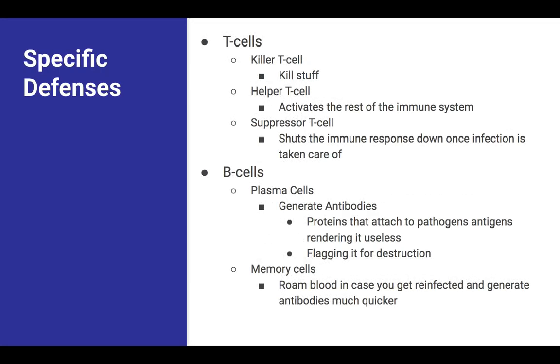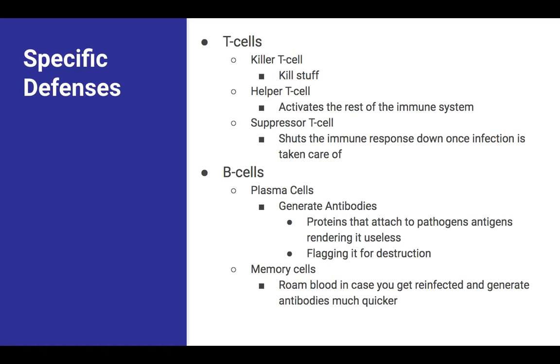Like I was talking about earlier, with T cells we have three different types. We have our killer T cell, they kill stuff. We've got our helper T cell, they activate our B cells and the rest of our immune system. And then we also have a suppressor T cell, which turns the immune system off once the infection is taken care of.